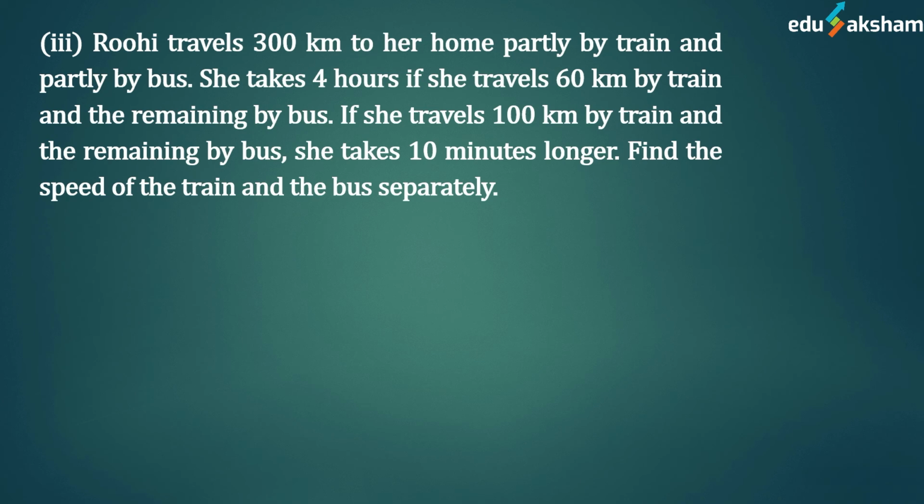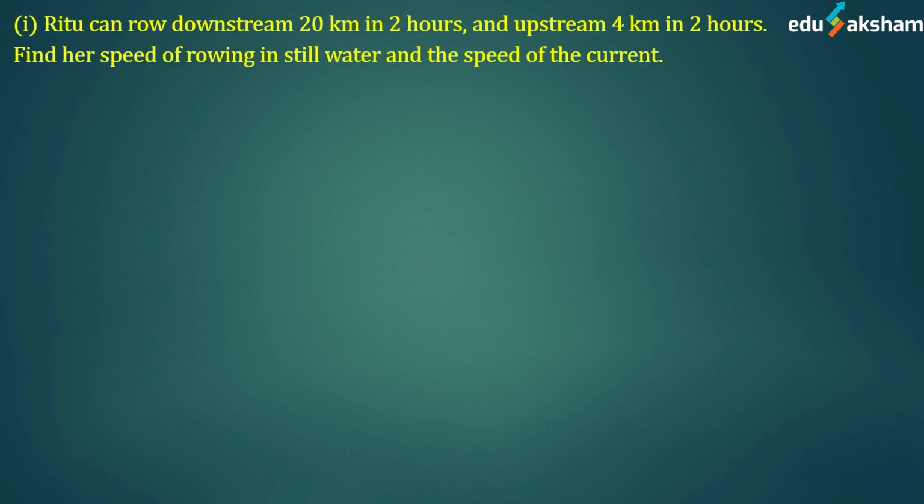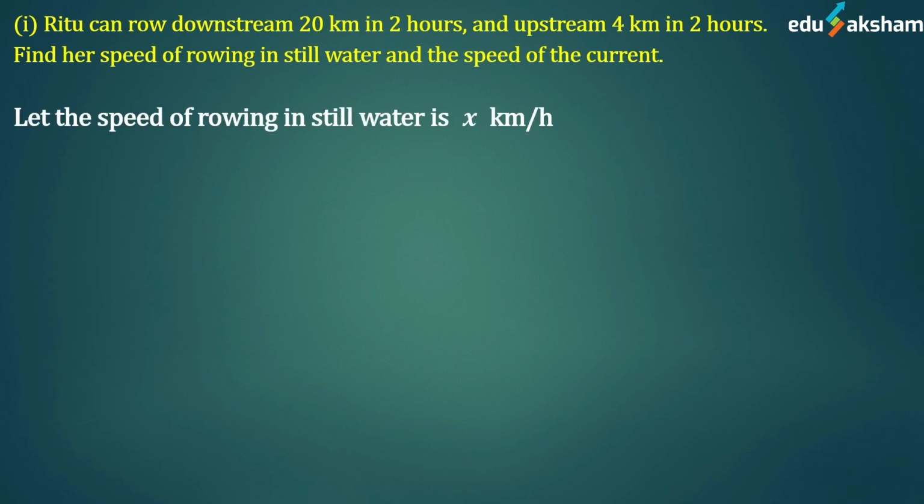पहले हम first question देख लेते हैं, which is Ritu can row downstream 20 kilometers in 2 hours and upstream 4 kilometers in 2 hours. Find her speed of rowing in still water and the speed of the current. तो पहले हम ये मान लेंगे कि speed of rowing in still water is x kilometers per hour and the speed of the current is y kilometers per hour.